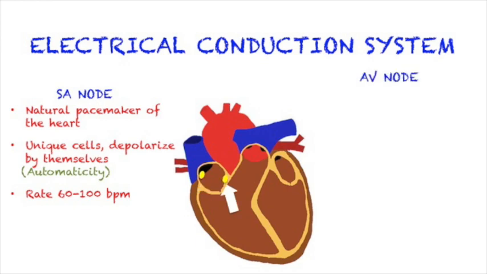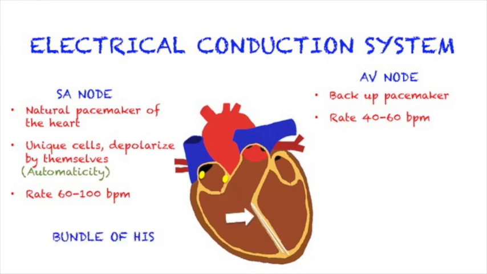And here you have the AV node, which is the atrioventricular node, which is the backup pacemaker, and has a rate of 40 to 60 beats per minute. And then you have this area called the bundle of His, which then splits into the right and left bundle branches. And in the end down here, you have these fibers known as Purkinje fibers.